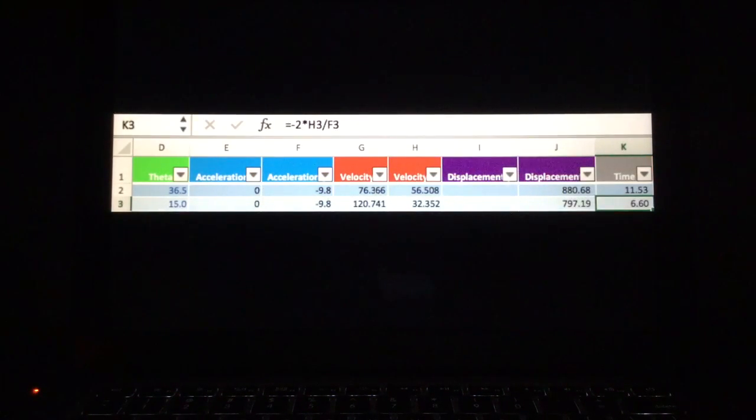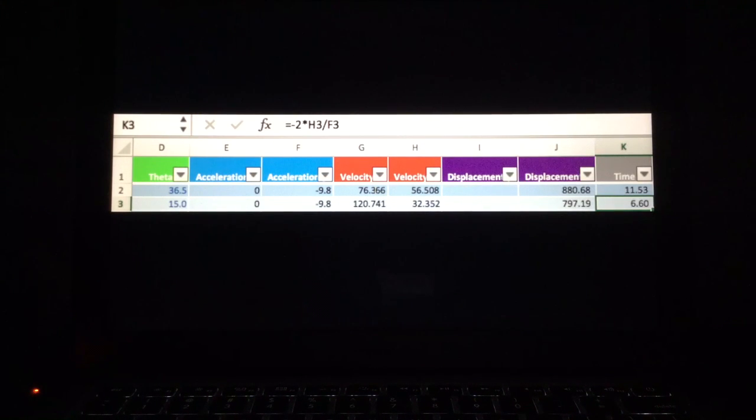To find the time, we use a formula that involves the velocity y and the acceleration y, which gives us a result of 6.6 seconds. We had to divide the 32.3 by the acceleration that was negative 9.8 due to gravity. Multiply that by 2 to get the final answer of the time.